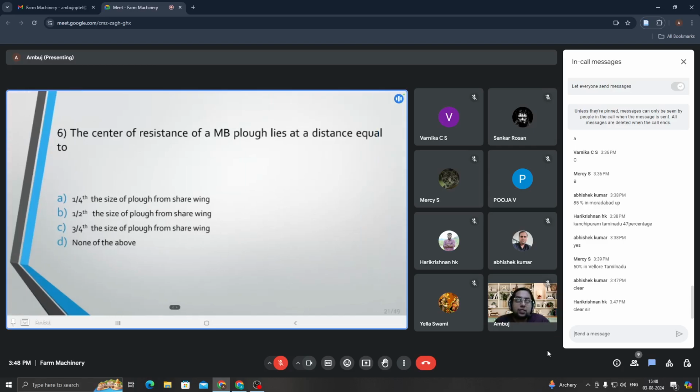The question for the day: the center of resistance of a MB plow lies at a distance equal to 1/4 the size of plow from share wing, 1/2 the size of plow from share wing, 3/4 the size of plow from share wing, or none of the above. This is a very interesting question. Generally the answer is given, but I'll provide you the clear cut explanation today. Yes, Abhishek is saying C. Good, very good.